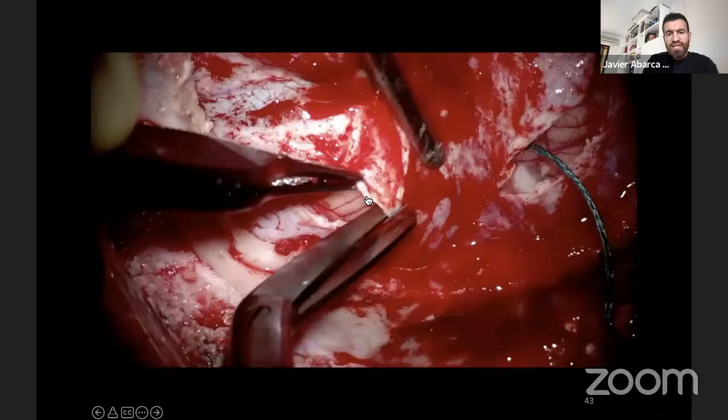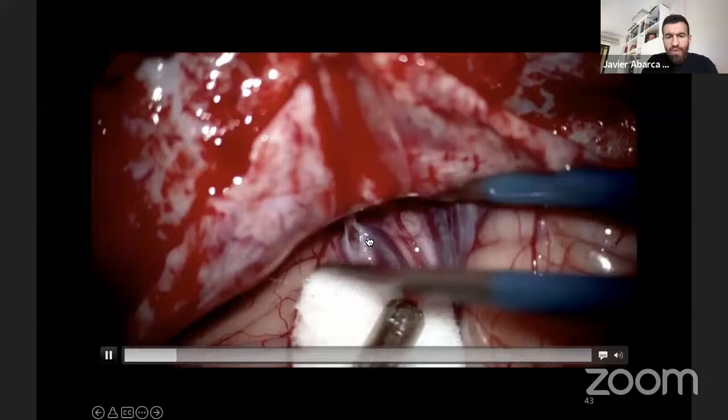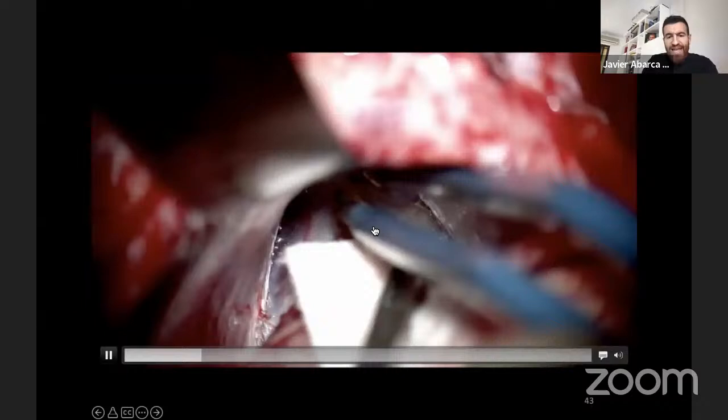Here, the dural opening needs to cross the occipital sinus. In this case, it was not prominent. We need to divide the inferior vermian veins to get access to this narrow corridor, supracerebellar and infratentorial.